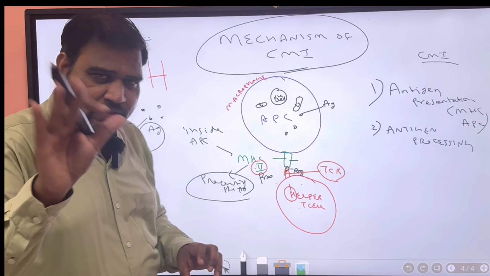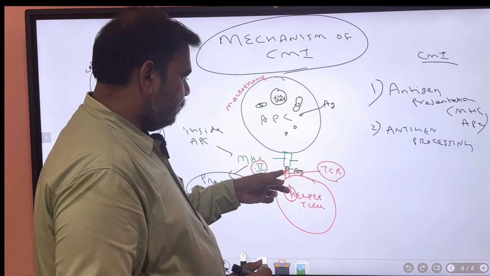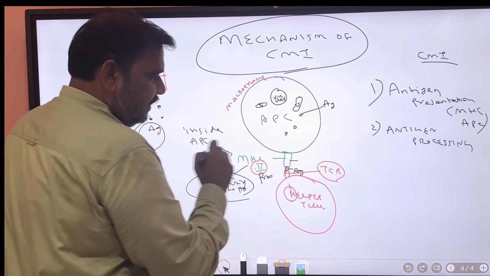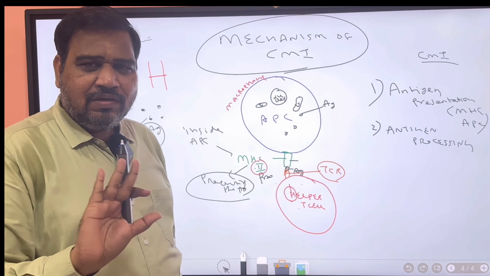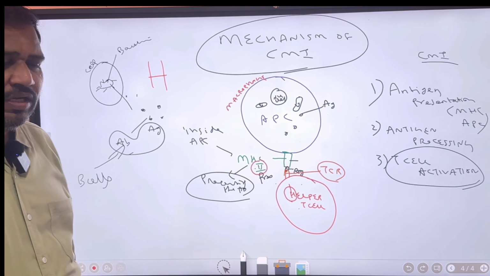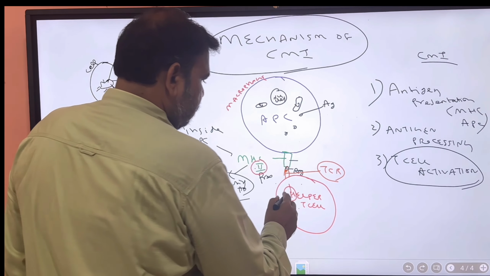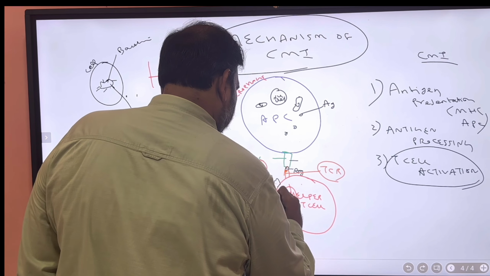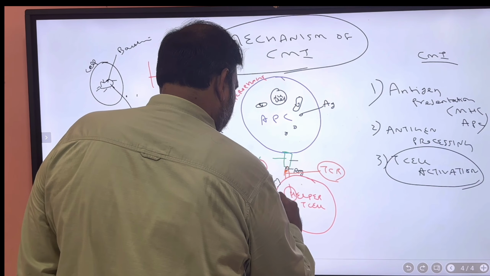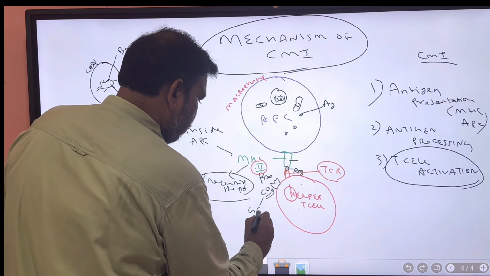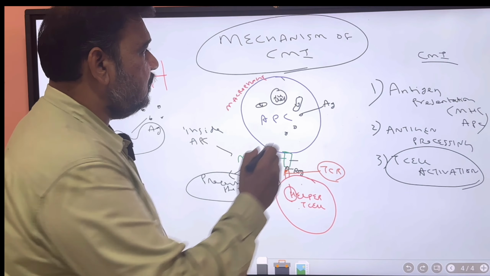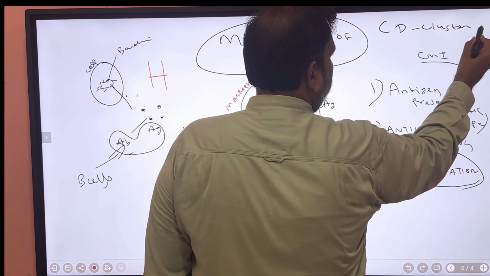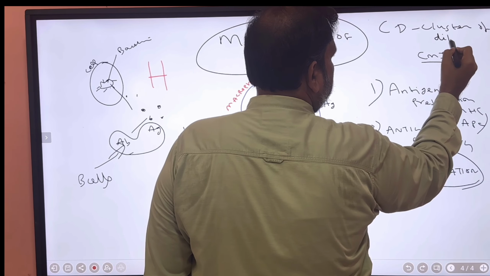Now wait, we will go step by step. Now very important. Antigen is being taken by helper T cell. Now T cell will not be activated. T cell activation has to take place. For that, this helper T cell contains CD4. So CD4 is a glycoprotein. Please note it down. CD means cluster of differentiation. It is very important.